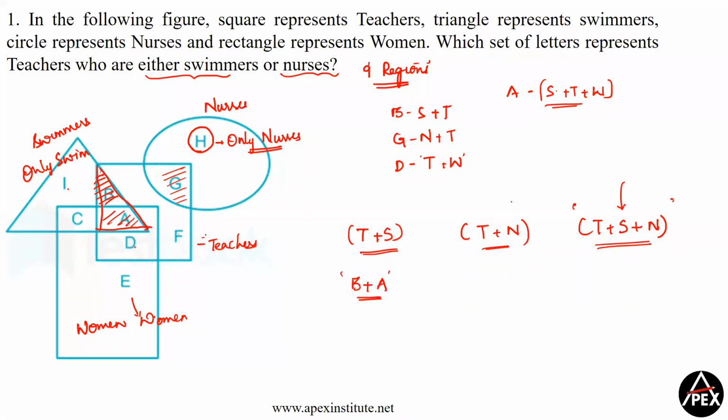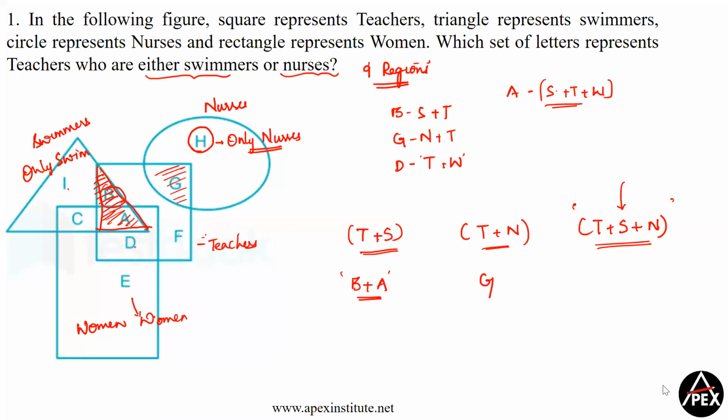So you need to find the region in the intersection of teachers and swimmers. Swimmers is represented by triangle, teachers by square. So you need to find the region common between these two. So we have region B as well as region A, yes or no? So it will be B plus A. Now do we have any common intersection between teachers and nurses? Yes, G. So you have G.